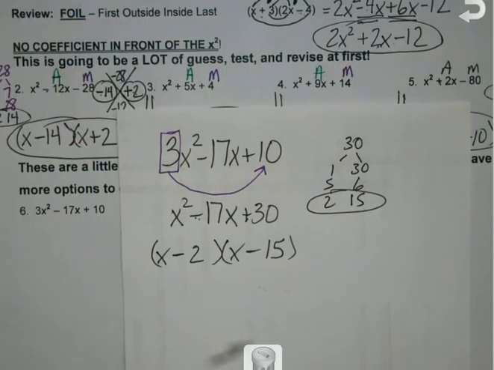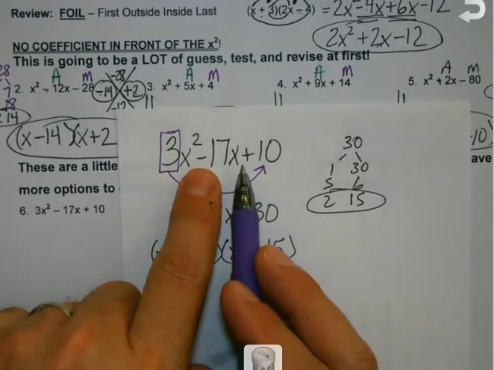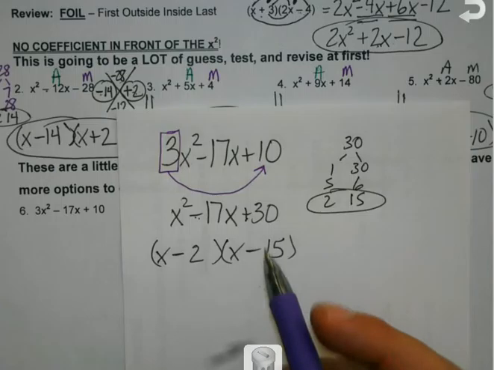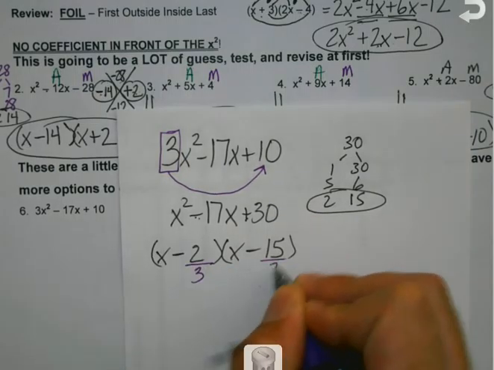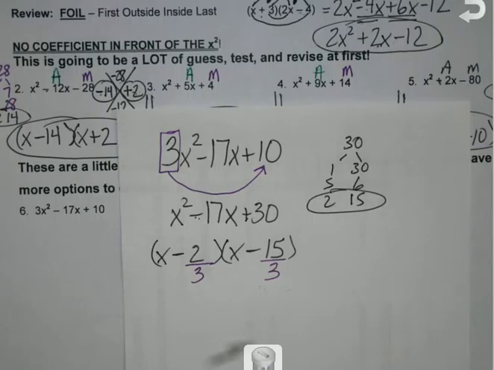Now, here's the part that gets people if using this method messes them up at all. A lot of people say, ooh, it's 2 sets of parentheses, I'm done. No. Because if I FOIL this out, I'm not going to get this back. There's one more step. We did the slide. We haven't done the divide yet. So now that number we slid before, we divide by each of our numbers that are left.